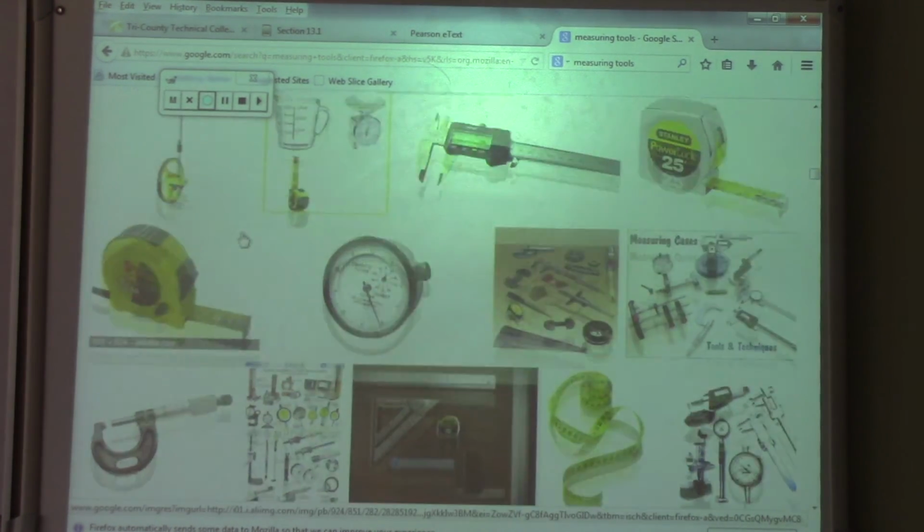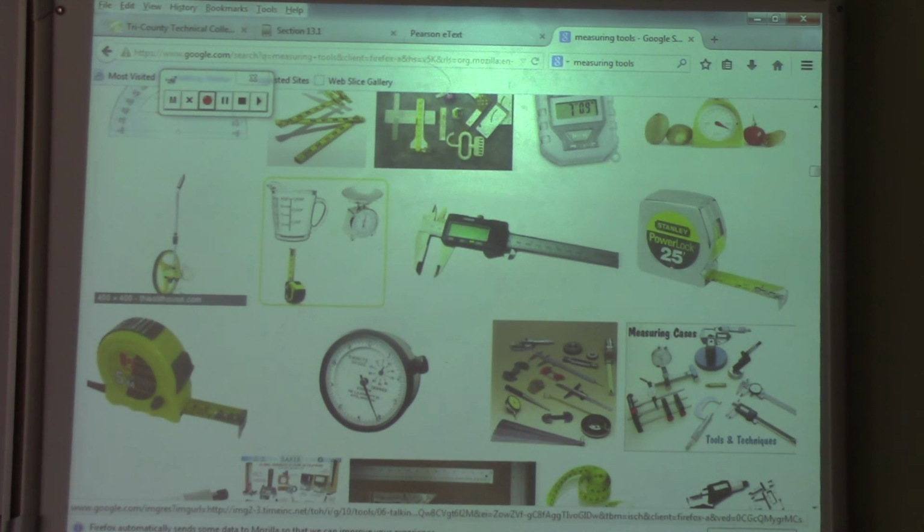All right, what is this? That's a measuring wheel. You wouldn't use that because that measures distance, linear.